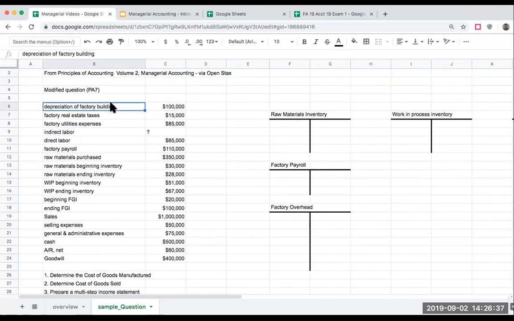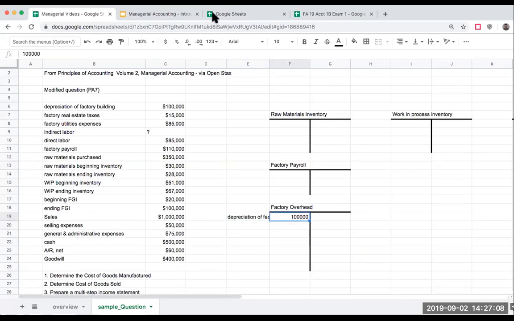So the depreciation on the factory building, and again, if you saw my prior video, which directly preceded this in the playlist, you'll find that factory building depreciation is going to be going right here under factory overhead. So we're going to put depreciation of the factory building, right over here for $100,000.